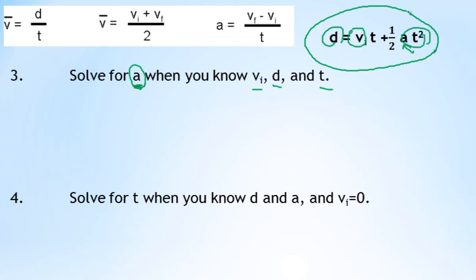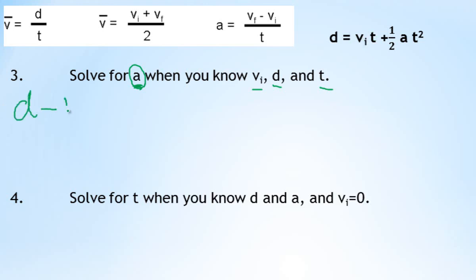So we can rearrange this equation here to solve for the acceleration. To solve for the acceleration, we have to move the initial velocity and the time to the other side. So it will become d minus v initial t equal to 1/2 a times t squared. And now let's go ahead and multiply both sides of the equation by 2 so that we can get rid of the 1/2 here.